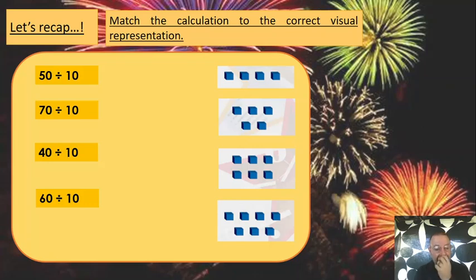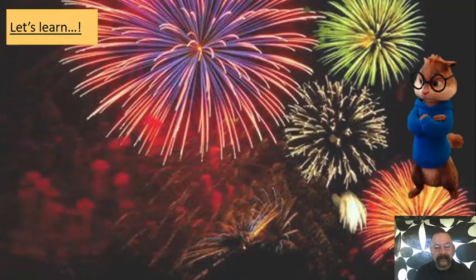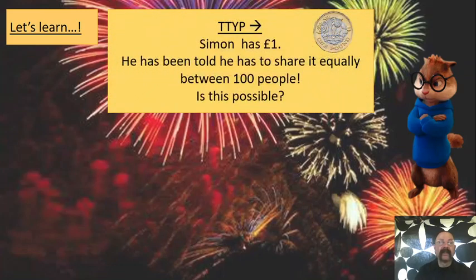Okay, so hopefully you remember that when we're dividing by 10, the digits should move one place value column to the right. So 50 divided by 10 is 5, and 70 divided by 10 will become 7, and 40 divided by 10 will be the top one, which is 4, and 60 divided by 10 is 6. Okay. And there we have our answers. So let's have a little look.